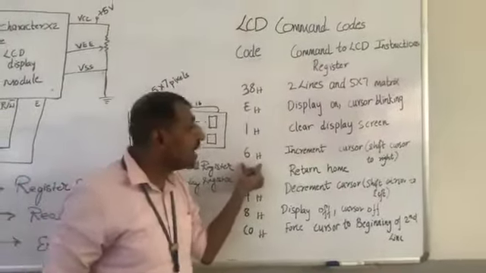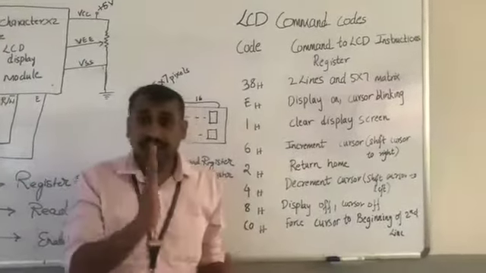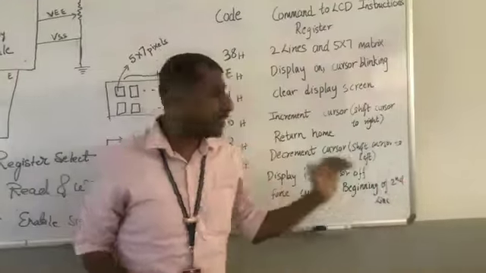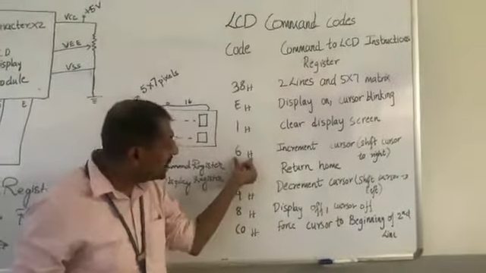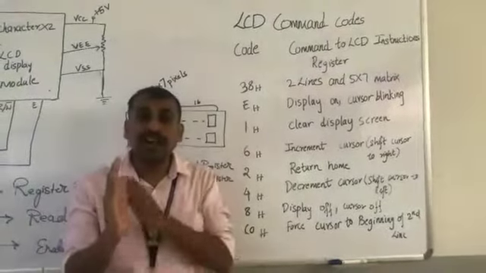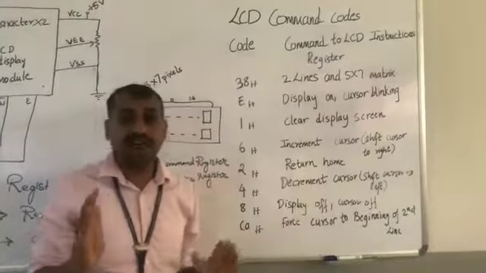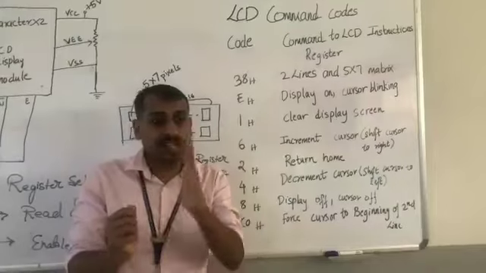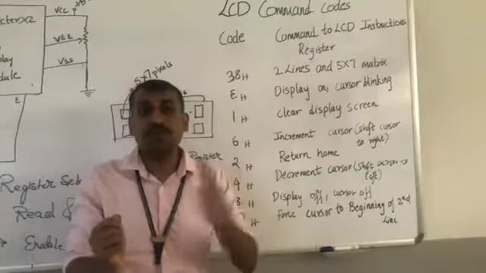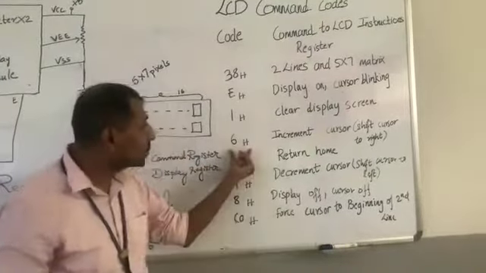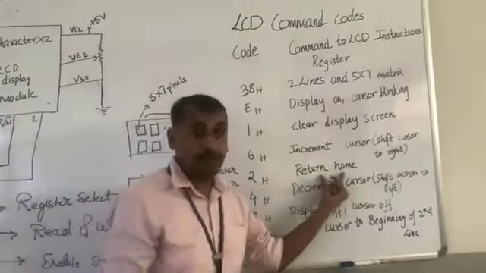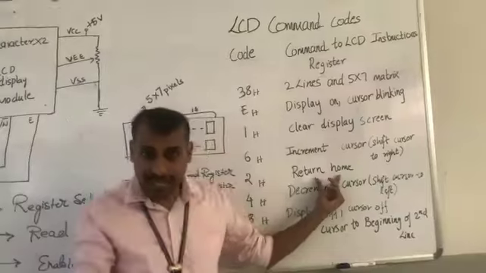Similarly, 06H will increment the cursor by one position from left to right. So you have already chosen, this means that you have chosen to display the data from the left side onto the right side, and every time each character gets displayed, the cursor moves, or increments, by one position, right? That's what 06H will do. And 02H will return home. It is just like an enter, you get into the second line.